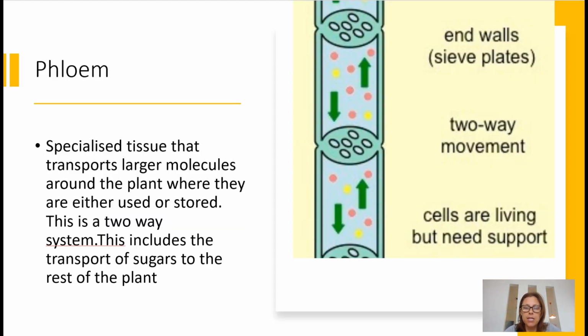Phloem, on the other hand, is also a specialized tissue, designed to transport larger molecules around, such as glucose. It is a two-way process, and the reason for that is this food is being made in the leaves, but the stem and the flowers further up the plant will also need that food, as will the leaves, flowers, and root systems down at the bottom. So it's transporting those sugars to all parts of the plant that need it.